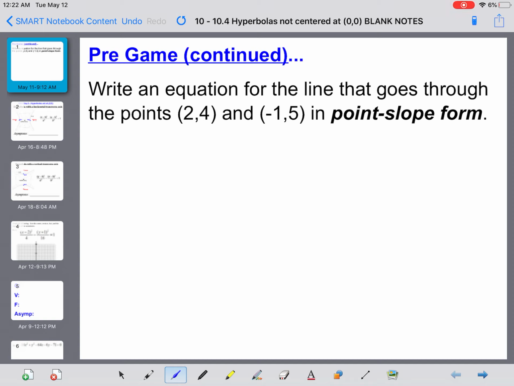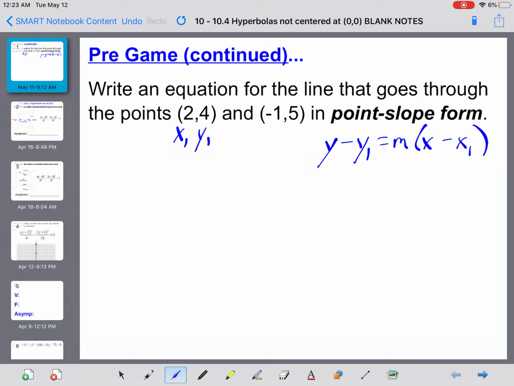So here's what we would do if we're in class. I would ask you this question just to review point slope form. If you remember, we had y equals mx plus b, which we used last week for the equations of the asymptotes of hyperbolas. When we do the asymptotes today, though, it's going to be easier to put them in point slope. Point slope is y minus y1 equals m times x minus x1, where x1 and y1 are a point on the graph, and m is your slope.